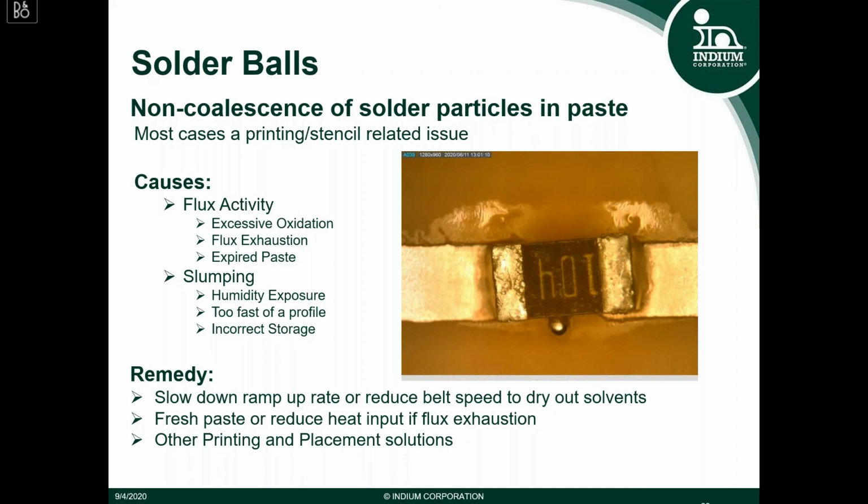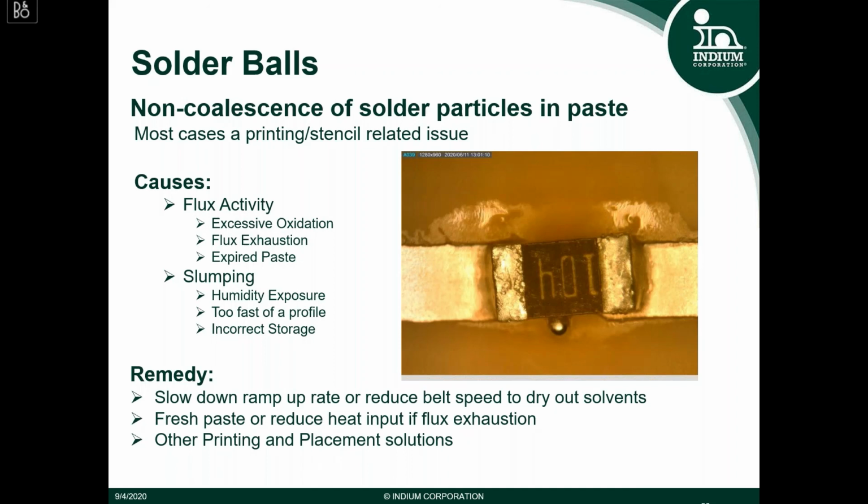Slumping can be caused by too much humidity exposure to the solder paste, too fast of a profile, or incorrect storage. I'll give you an example. As you have a jar of solder paste, you can open the jar of solder paste and use it. If you still have some solder paste left over in the jar and want to use it later on, what I see a lot of people wrongfully do is put the cap back on the solder and put it in the refrigerator for use for later.